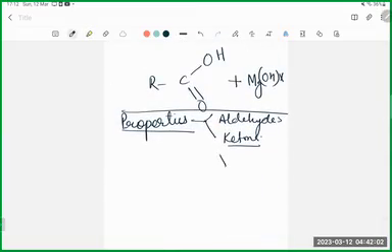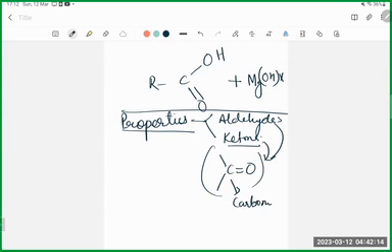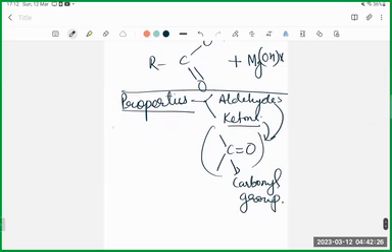So the property is basically in this order. Understood? So aldehydes and ketones both contain the carbonyl group. What do you call this? Carbonyl group. Is it clear, Hridaya? Yes, ma'am.